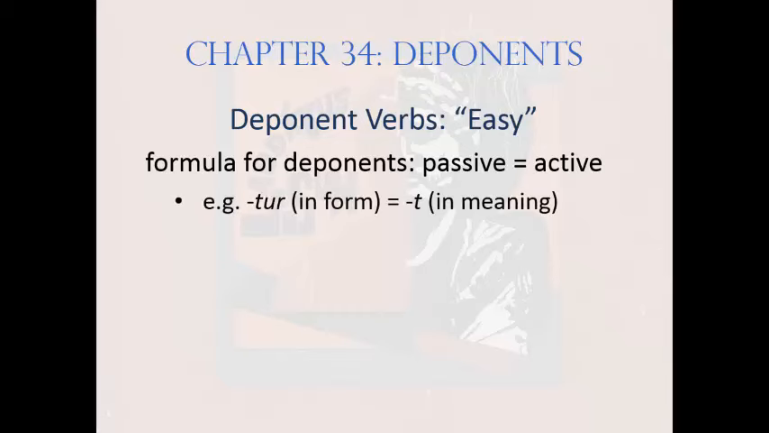So, you're going to see -tur endings that read like -t endings. For instance, loquitur, which comes from a deponent verb we'll soon encounter in the vocabulary, loquor, meaning speak. Loquitur looks like he is said, but it's not. It's he says. That's easy, and it's even easier than that.